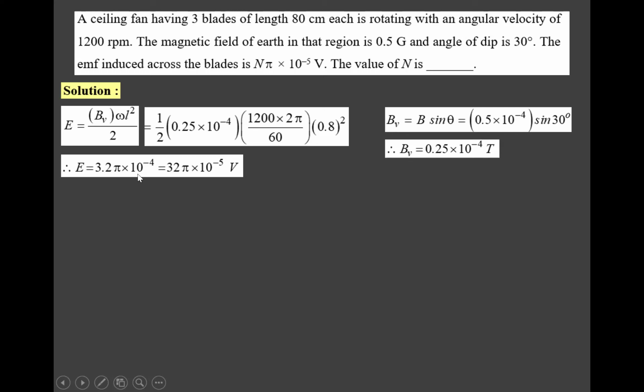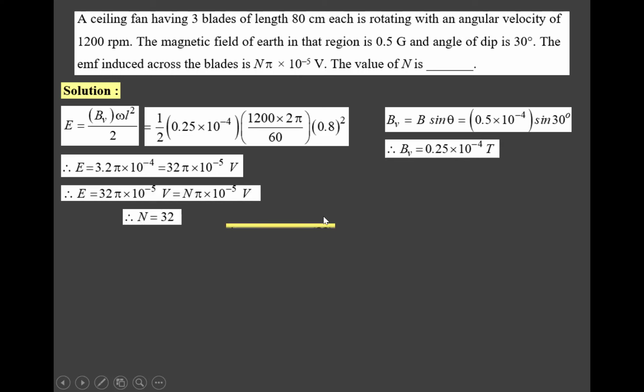So we can write this 3.2 pi as 32 pi and 10 raised to minus 4. Now write it as 10 raised to minus 5. So now compare this one with this given answer in the question. So compare it with n pi into 10 raised to minus 5. So we can say n that is equal to 32. So here our answer that is 32. Clear बच्चों?